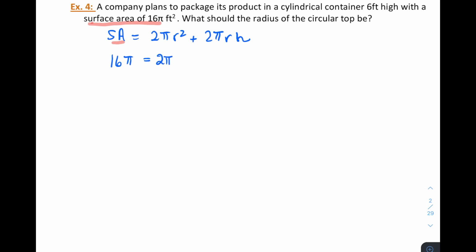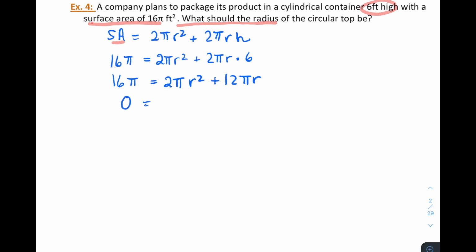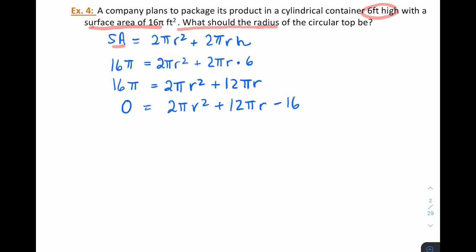We can plug in what we know, which is our surface area of 16 pi square feet, and our height is 6. And that is going to give us a kind of messy looking quadratic equation. There's a lot of pi's involved, your variable is r instead of x, but we still want to get 0 on one side. Remember, pi is just a number, it's a constant, it's not a variable. So if you subtract over your 16 pi and get 0 on one side, then we can use one of our mini quadratic solving methods.